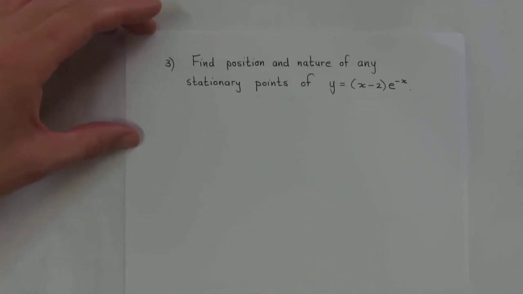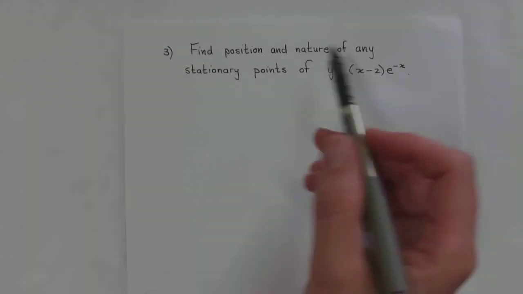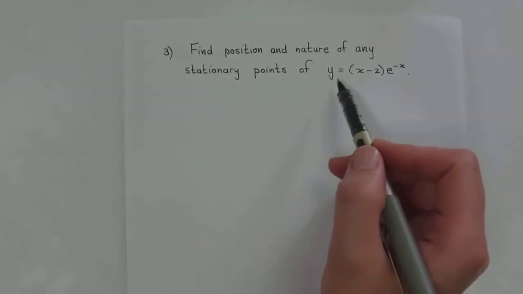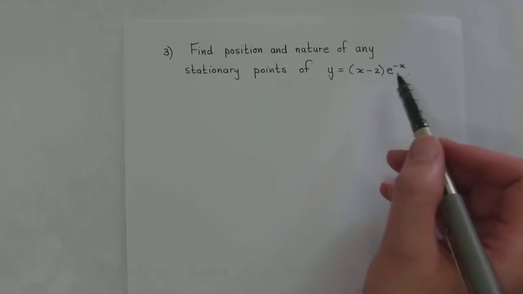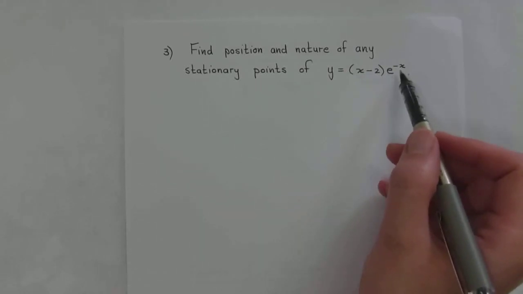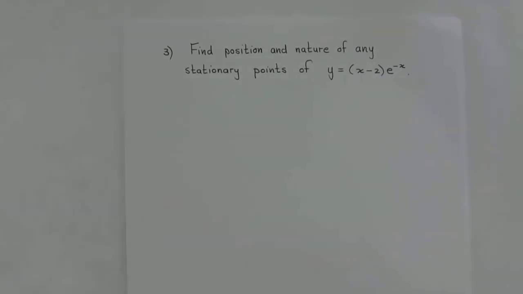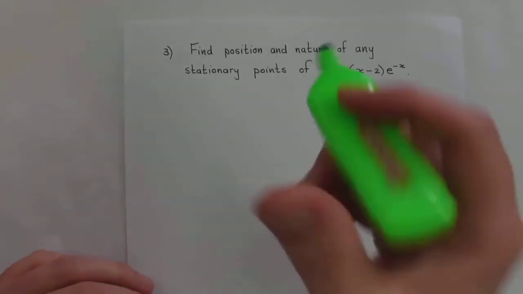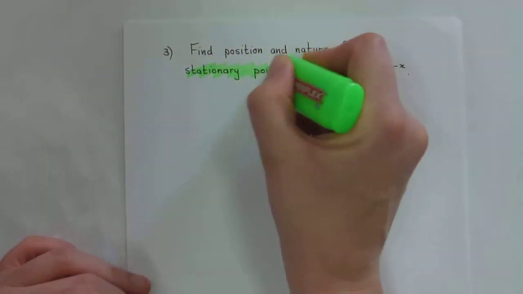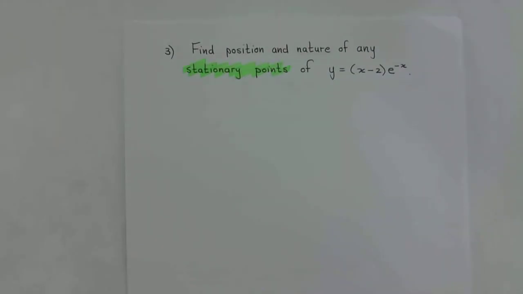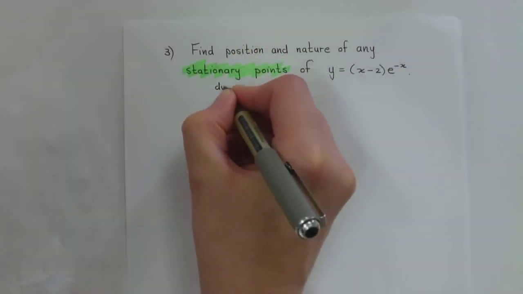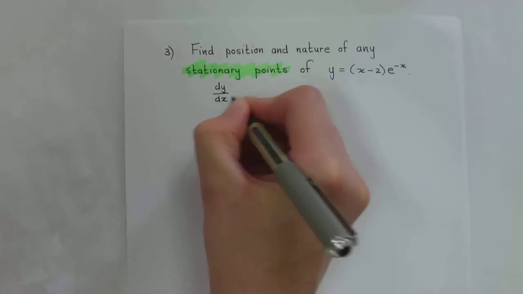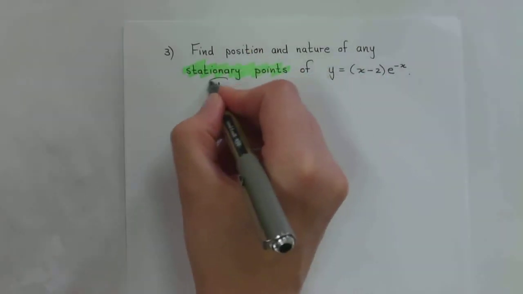Okay, right, next, number 3. Find the position and nature of any stationary points of the following function. And that function is y is equal to (x minus 2) e to the power of negative x. So please, people, remember, the moment you see the words stationary points, very, very important, you have to remember stationary points means it's where my derivative dy over dx is equal to 0.